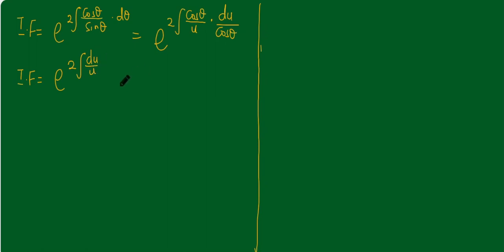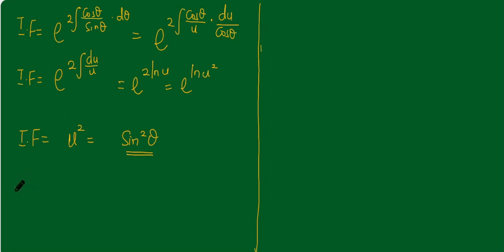u. And this is e raised to power 2 ln u, which is e raised to power ln u all squared. So on doing this, we have our integrating factor to be equal to u squared. And since our u is sine theta, our integrating factor is sine squared theta. Job done there. So next thing we have to do now is to write our solution.